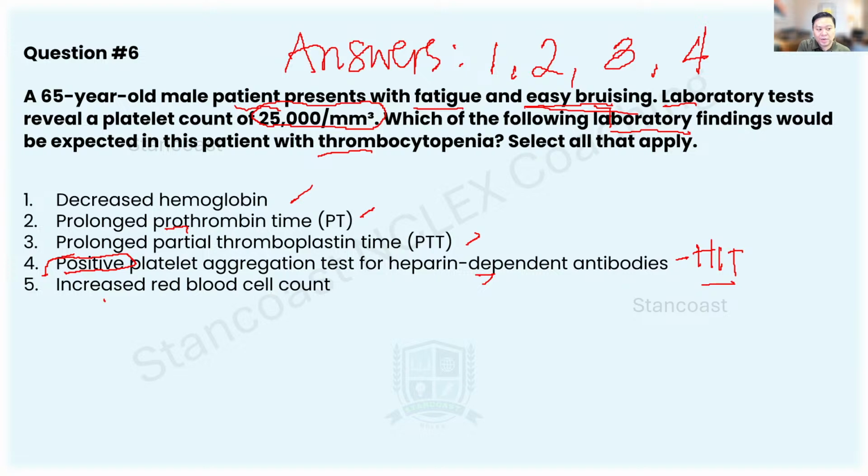Now, what about number 5? Increased red blood cell count. When you have a thrombocytopenia patient, I don't think there will be an elevation of the red blood cell. It will be the exact opposite. There will be a reduction of the red blood cell level in the body. So no elevation of the red blood cell. Now let's move on to the next.